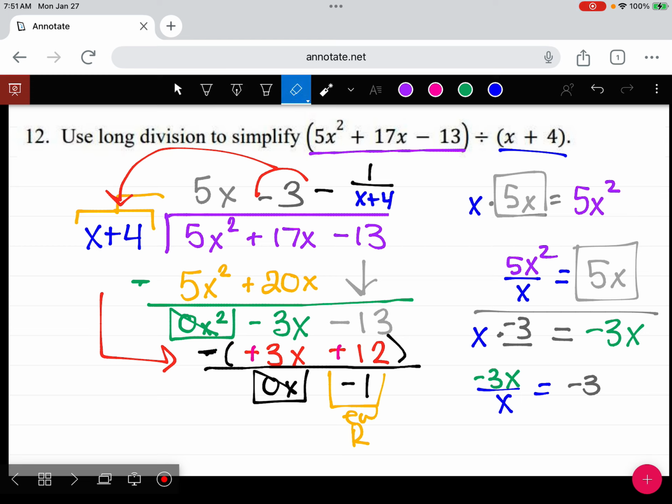Can we do 13? Hang on a second. I'm going to get rid of these pluses. Oops, that was a minus. Like that. So we took our minus 3 times the x to give us minus 3x. And our minus 3 times the positive 4 to get our minus 12. And then we have to subtract the whole thing.